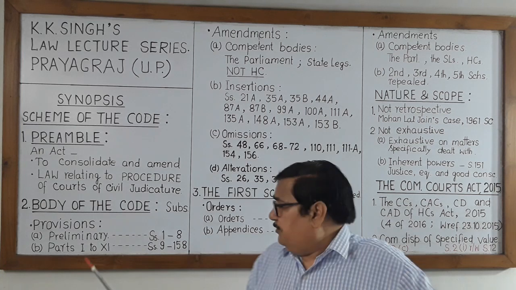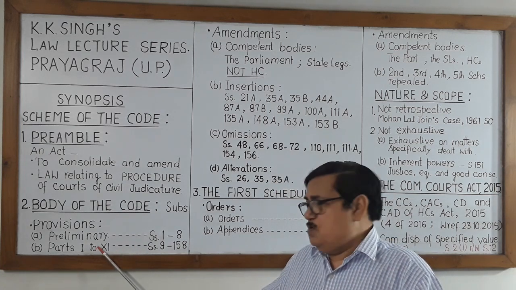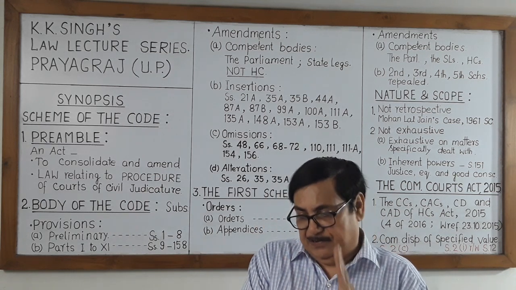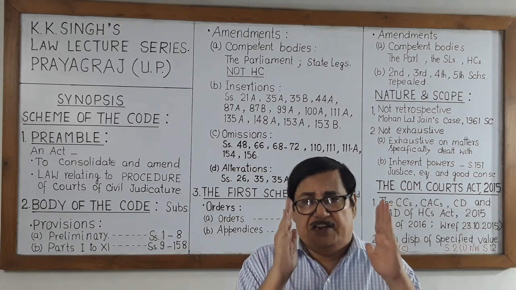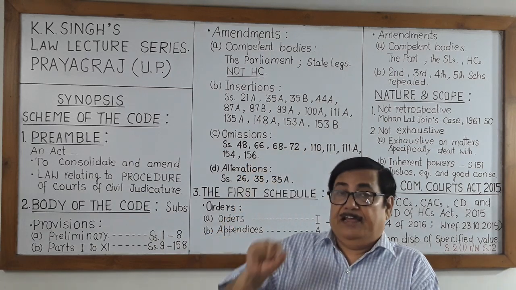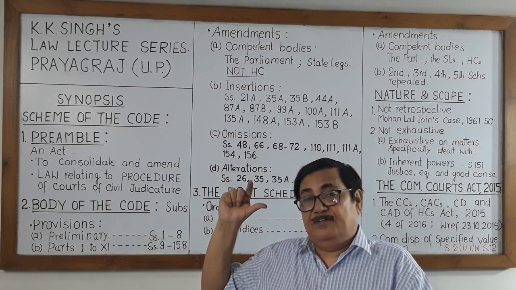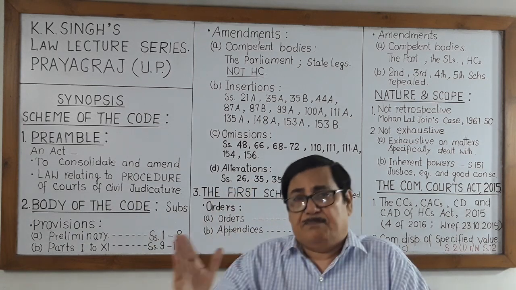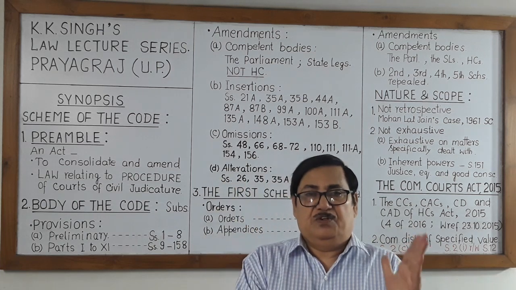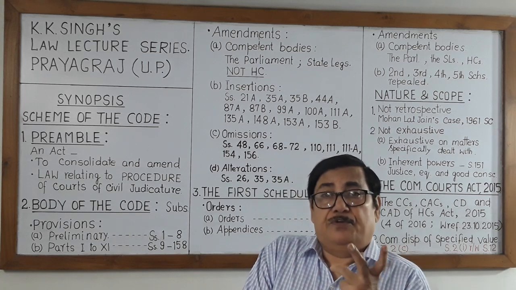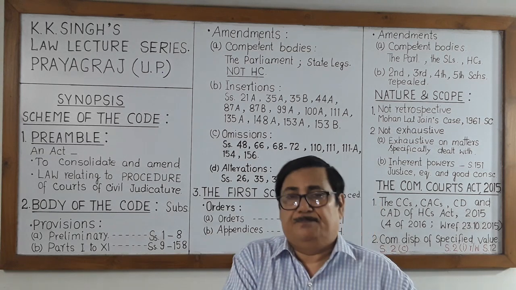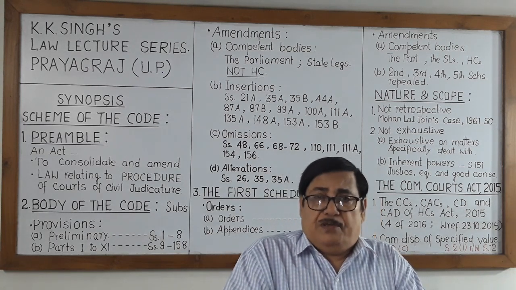And then there are 11 parts, part 1 to part 11, section 9 to section 158. So first 8 sections have been put together under the heading preliminary, and sections 9 to 158 have been put in 11 parts, part 1st to part 11. So section 1 to 158 is the body of the code. These sections from 1 to 158 are of substantive nature.